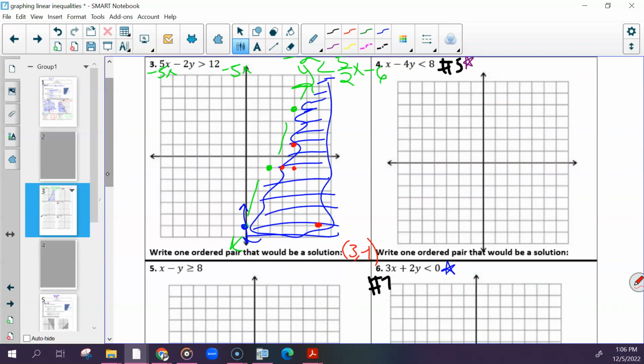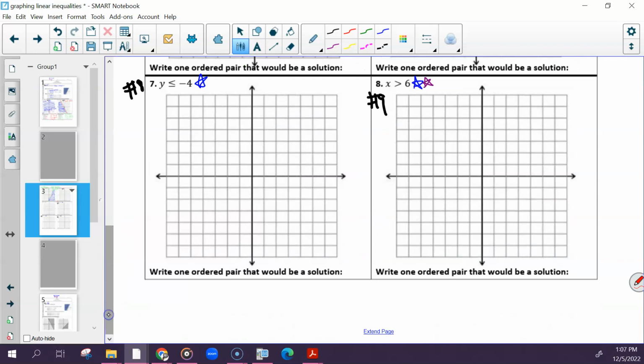Okay, so we're going to do one more on this, and then any you guys want to see, and then move on. We're going to do number 8. So notice that this is an x inequality. So your $40 has come back.